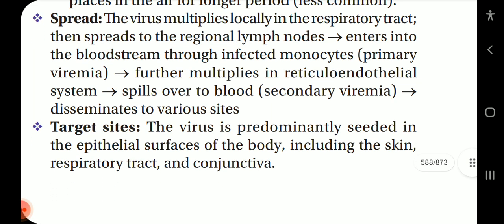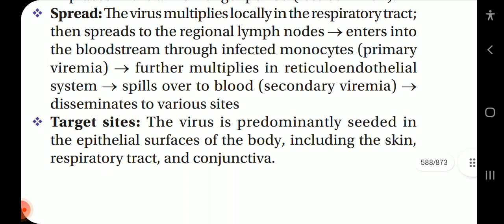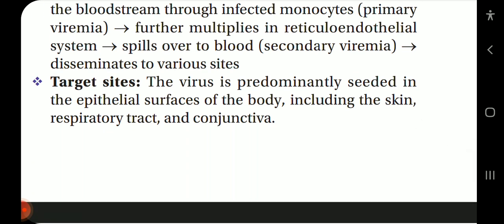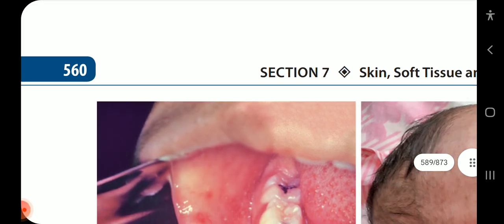Spread. The virus multiplies locally in the respiratory tract, then spreads to the regional lymph nodes and enters the bloodstream through infected monocytes. Primary viremia further multiplies in the reticuloendothelial system, spills over to blood as secondary viremia, and then disseminates to various sites. Target sites: the virus is predominantly seeded in the epithelial surfaces of the body, including the skin, respiratory tract, and conjunctiva.